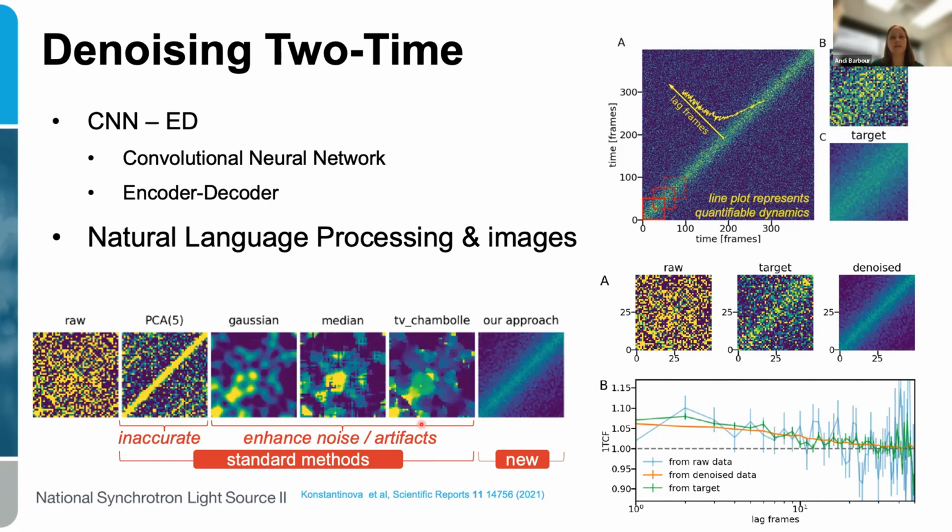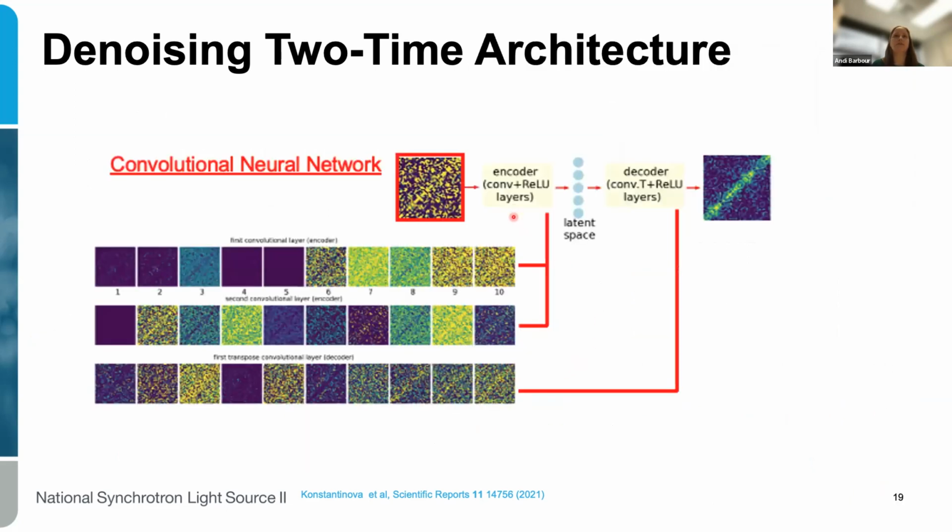Other methods enhanced the noise and didn't really provide data that was even analyzable at that point. And if you're not familiar, the convolutional network architecture looks something like this, where you have your input, and then the encoder layer is something done by the algorithm to interpret the data, and then it compresses it in this latent space, and then it's decoded on the other end and returns the output that you've trained it to return.